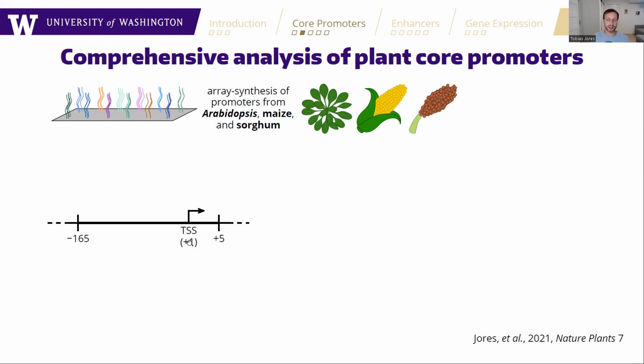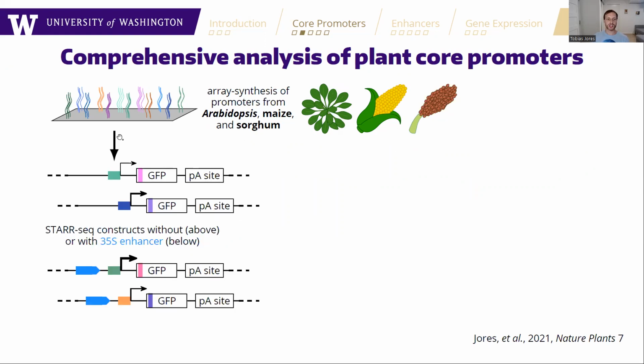For the study, we defined the plant core promoter as a region that starts 165 base pairs upstream of the transcription start site and extends to 5 base pairs downstream of it. We took these 170 base pair sequences of every gene in the genome of Arabidopsis, of maize, and of sorghum, and we subjected them to array synthesis. The synthesized core promoters were then cloned into our STARR-seq reporter construct and replaced the 35S minimal promoter.